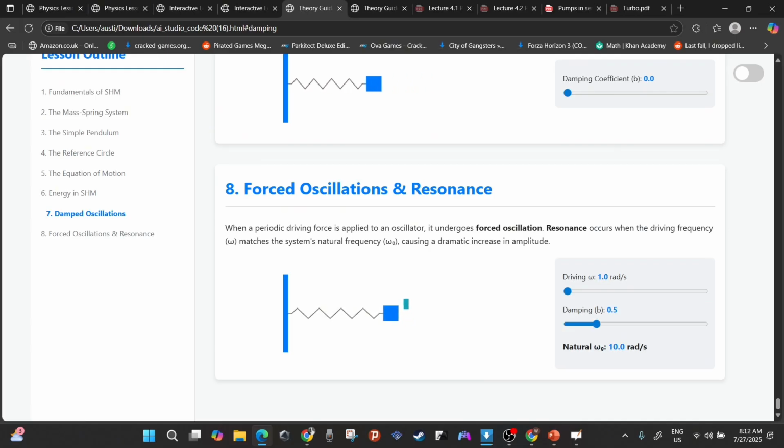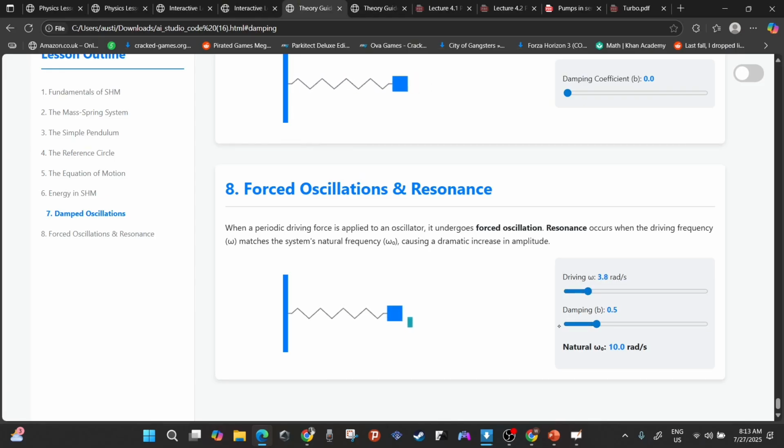Now, another thing we can look at is forced oscillations and resonance. So, when a periodic driving force is applied to an oscillator, it undergoes forced oscillation. And resonance occurs when this driving frequency matches the system's natural frequency, causing a dramatic increase in amplitude. So we have a periodic driving force applied to an oscillator. So in this case, let's just mess around to see.